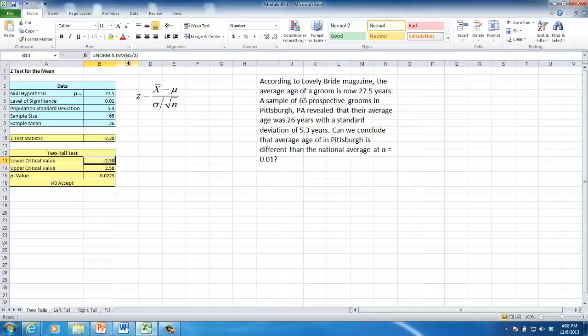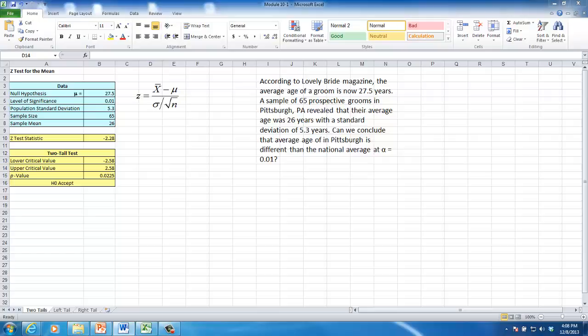It shows the left side. Now I want to find the right side, so I use the same formula, but this time NORM.S.INV of 1 minus B5. Instead of B5, 1 minus B5, so I can get a positive number. Well then, I know the critical values.